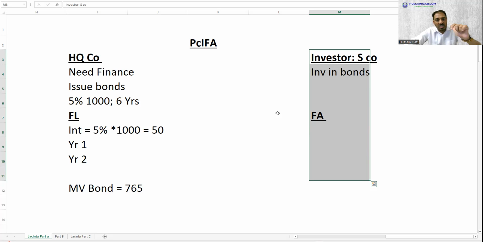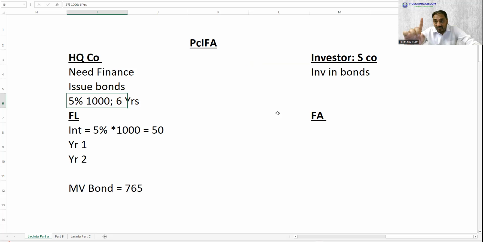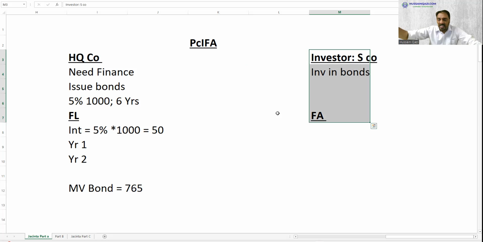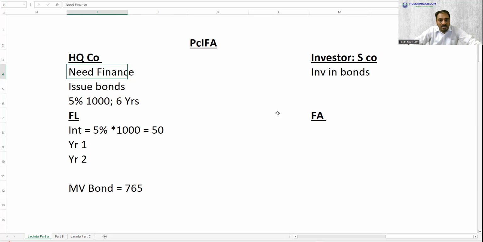I also want to note one point here. This is one bond, and the HQ company has issued, for example, 5,000 bonds. And there are too many investors like S company. And these bonds are actually floated on the stock market, the secondary market, on the stock market floor. So the market value of the bonds now becomes 765 after the 2 years, after this announcement.